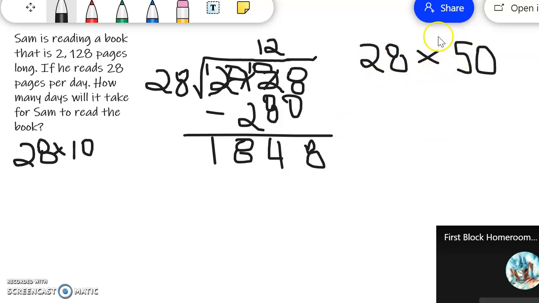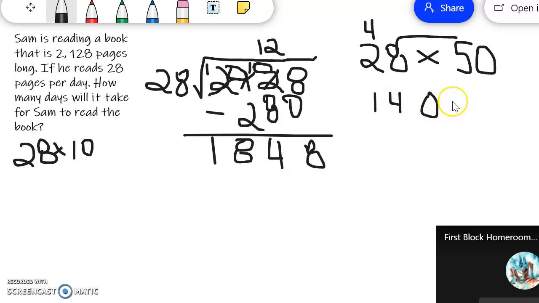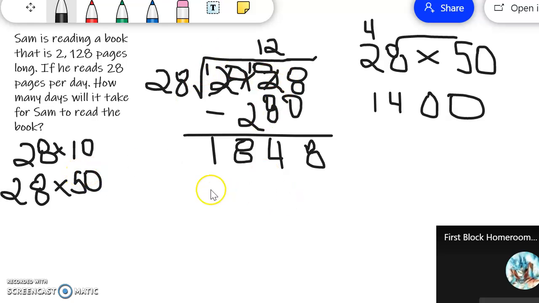Okay. 5 times 8 is 40. 0, carry the 4. 5 times 2 is 10. 10 plus 4 is, all right. And then I need to add how many zeros? See, my number's getting bigger? So I'm going to add my 28 times 50 over here. And what am I going to do to the 1,400? Subtract it from 1,848, right?